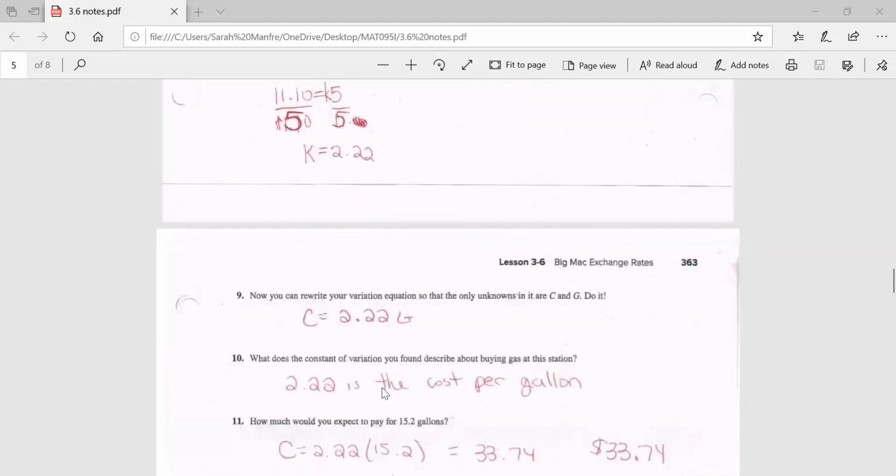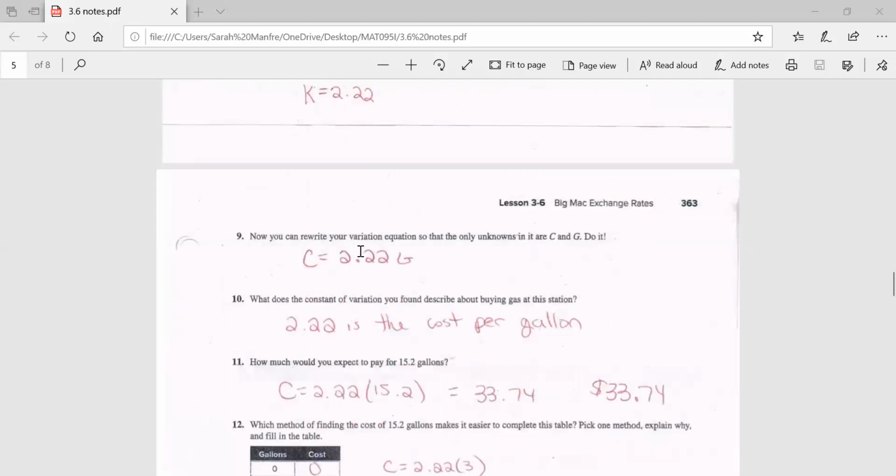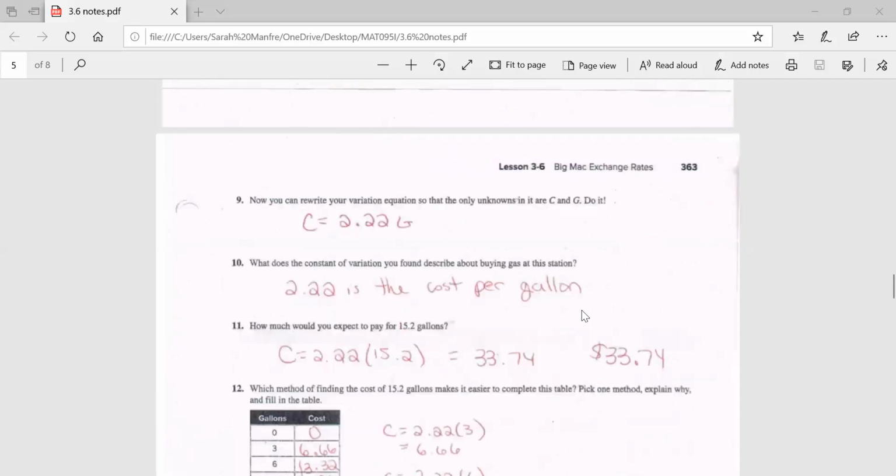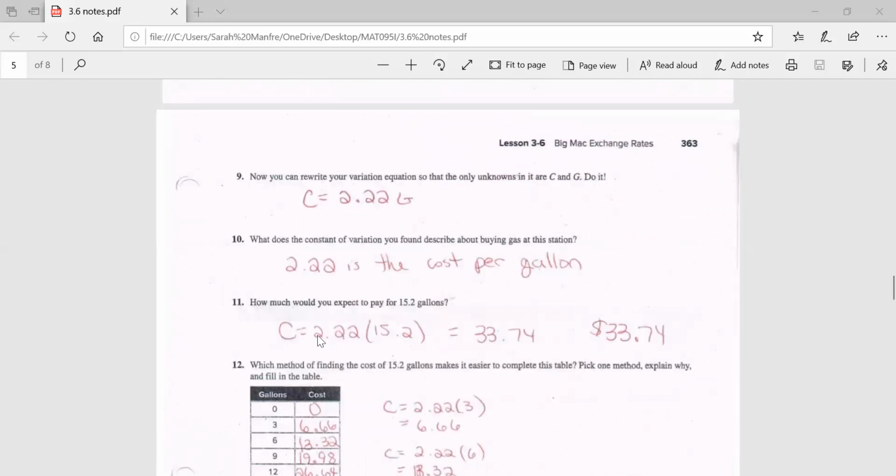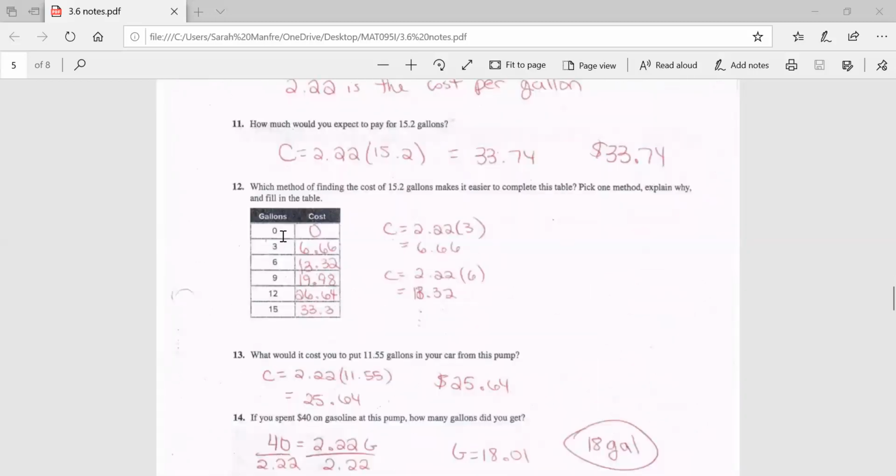Okay? So now we can rewrite our variation equation so that the only variables are C and G. We know K is 2.22, so I just replace K with 2.22. Cost is equal to $2.22 times the number of gallons. What does the constant of variation you found describe about buying gas? $2.22 is the cost per gallon. So how much would you pay for 15.2 gallons? Multiply 2.22 times 15.2 equals 33.74. All right, and then in this table, I did the same thing. These are my number of gallons, so 2.22 times 3 gives you 6.66. 2.22 times 6 gives you 13.32, and so on.